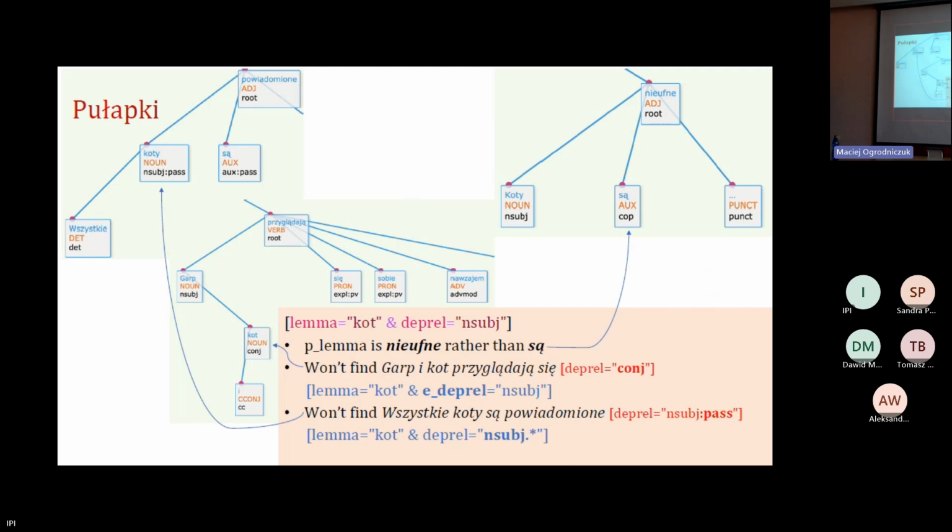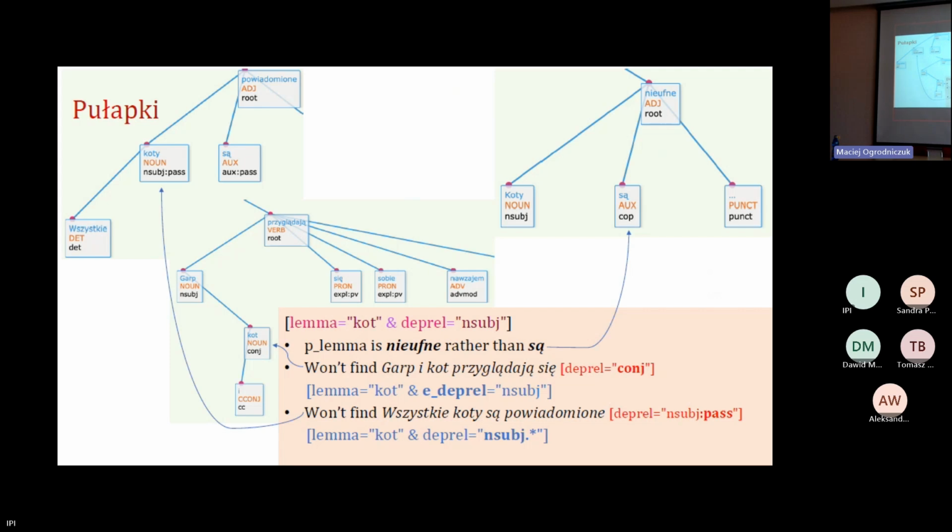It also won't find something like "kot przyglądają się". Kot doesn't have this deprel. So the cure here is to use e deprel instead of deprel. So it would give you the real syntactic function of kot, not just the surface one.